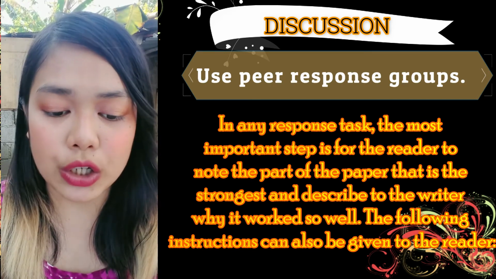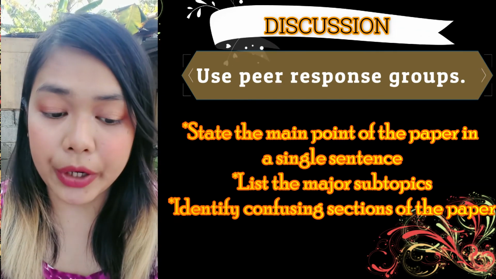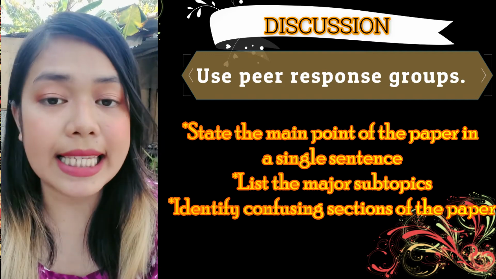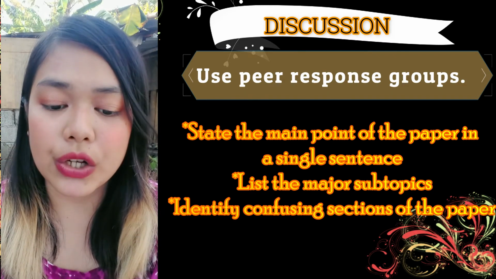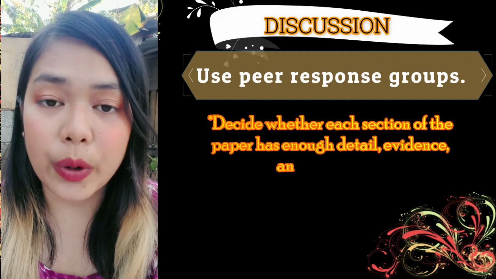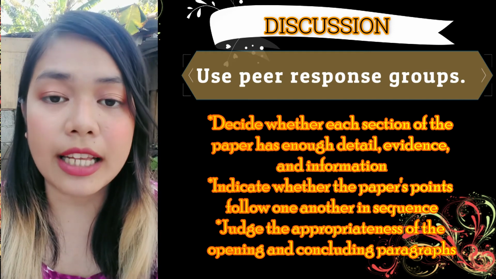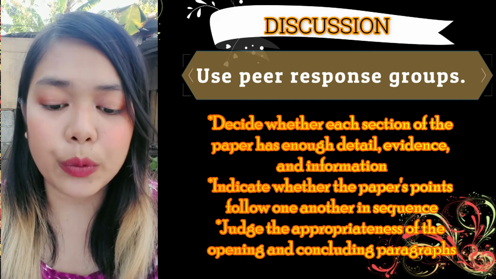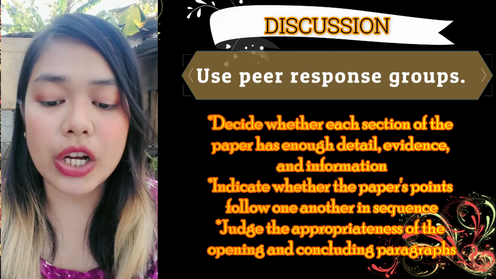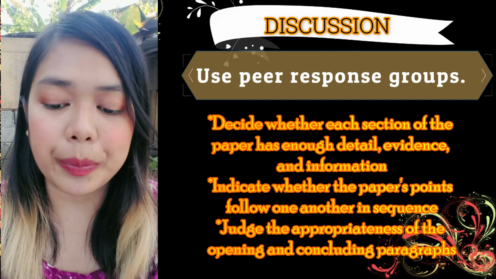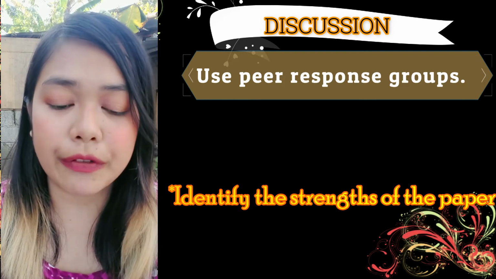The following instructions can also be given to the reader. State the main point of the paper in a single sentence. List the major subtopics. Identify confusing sections of the paper. Decide whether each section of the paper has enough detail, evidence, and information. Indicate whether the paper's points follow one another in sequence. Judge the appropriateness of the opening and concluding paragraphs. Identify the strengths of the paper.